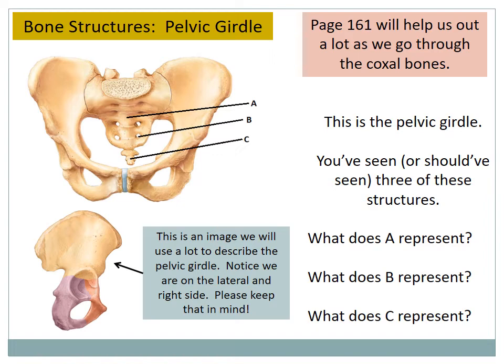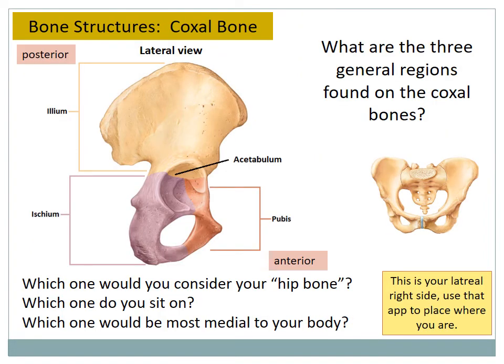So this image down here that has some colored portions to it, this image we're going to use a lot to describe our pelvic girdle. Notice we're on the lateral and on the right side, so please keep that in mind as we go through. All right, looking at our coxal bone over here to the left, there are three general regions that we find on the coxal bones. What are those three general regions? Those are the ilium, the ischium, and the pubis. Okay, so we have an ilium, an ischium, and a pubis that we find on our coxal bones.